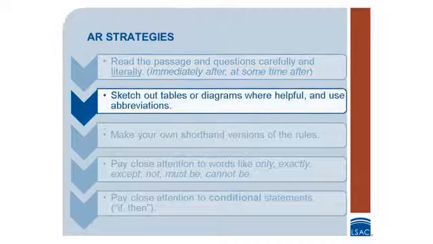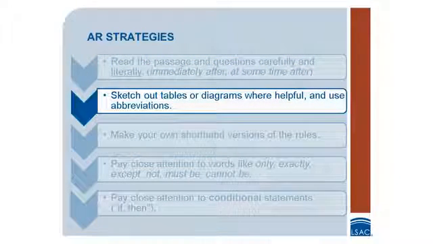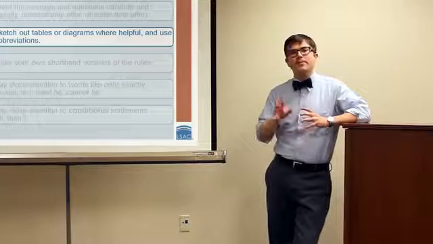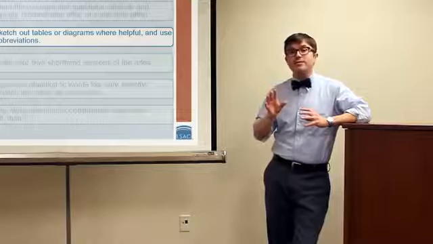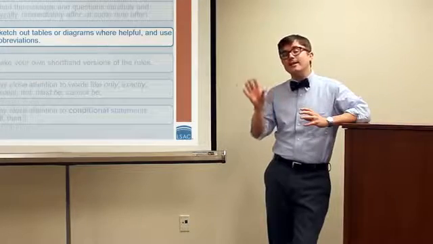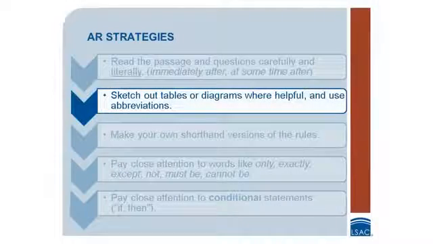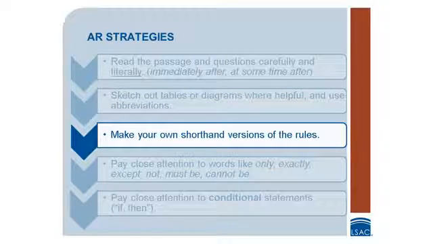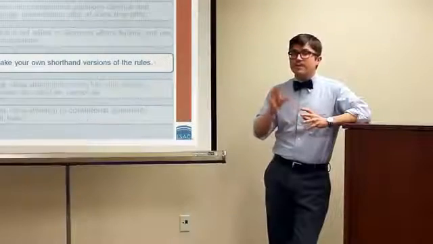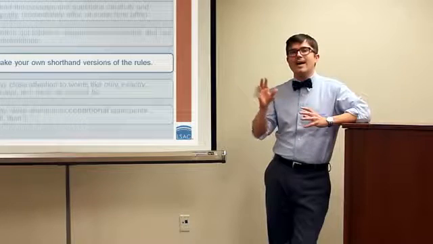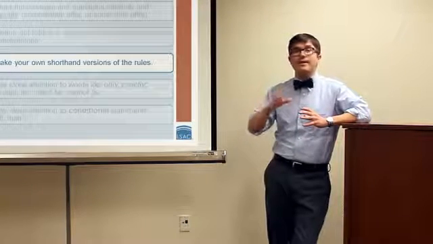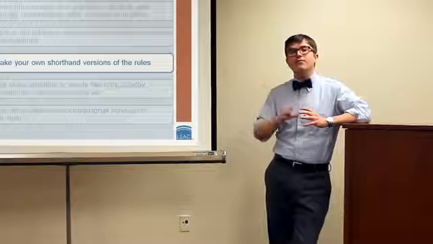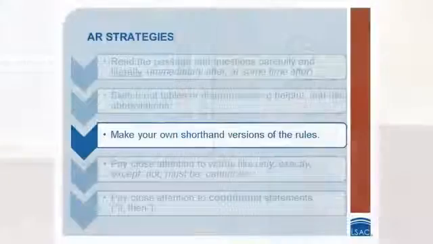Second, sketch out tables or diagrams where helpful and use abbreviations. Diagrams can be helpful in understanding the relationships being described, and abbreviations can serve as useful shorthand in those diagrams. Third, make your own shorthand versions of the rules. You'll need to refer back to the rules a number of times when answering the questions for an AR passage. Rather than reading them in full, it can help if you've written out a shorthand version.